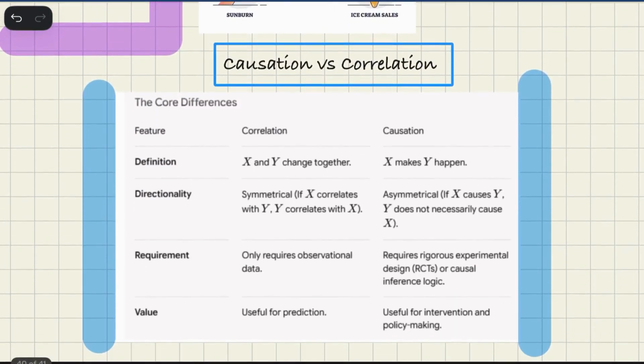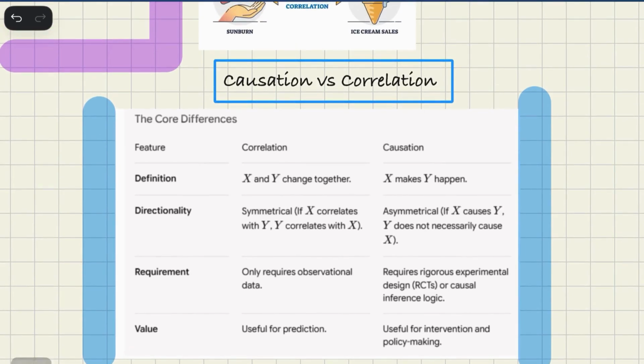So let's move forward and discuss causation versus correlation. When writing the definitions for your exam, make sure you clearly contrast the two concepts across the core features. First, the definition. You write a detailed definition. I have just given you a simple key pointer, but make sure that you completely write both of them. You might also need to write what the relationship among them is, right? So correlation is when x and y change together, and causation is when x makes y happen. All right, so causation means x is leading to y.